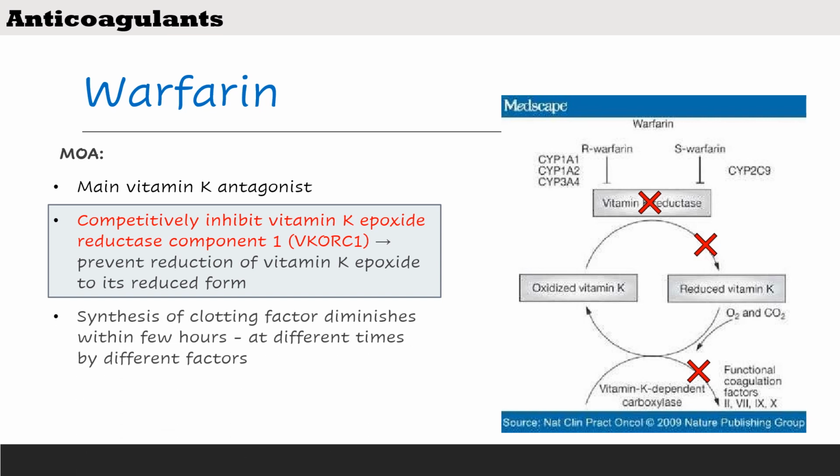So the synthesis of the clotting factors will diminish within a few hours, and different clotting factors will slow down at different times when you give warfarin. The anticoagulation action of warfarin only starts 1 to 3 days later, because the different factors will stop synthesis at different times.